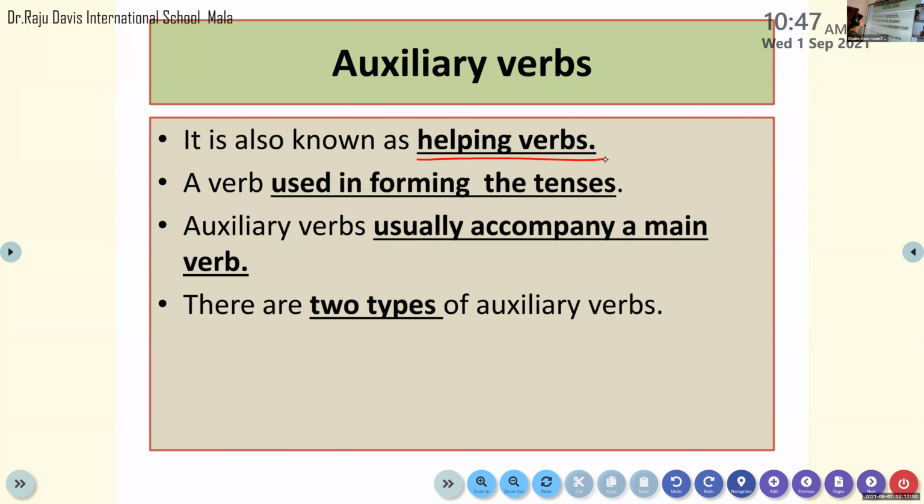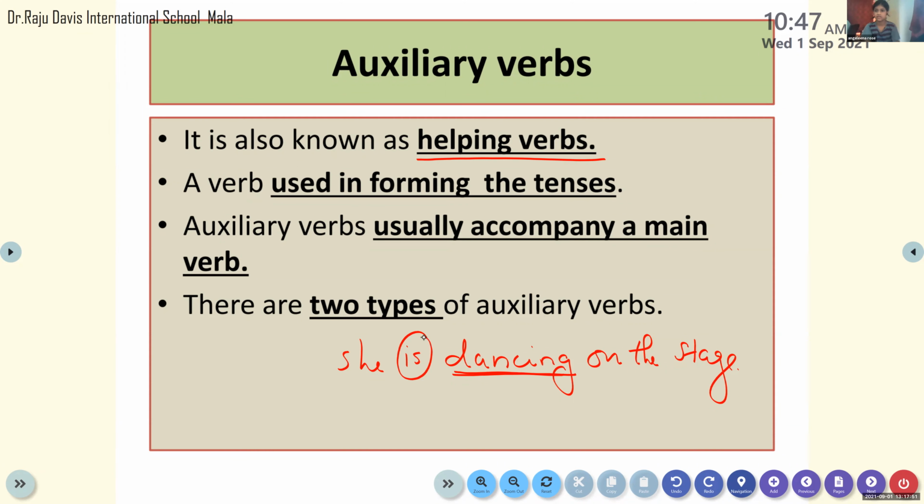I also discussed, children, she is dancing on the stage. She is dancing on the stage. In the sentence, dancing is the main verb. This is the present participle form of a verb. But by looking at dancing, I am not able to identify the tense. Right? So here, is is an auxiliary verb supporting the main verb dancing. So is plus dancing shows that this is an example for present continuous, isn't it? Yes. So now dancing is the main verb, but is is supporting the main verb to complete its meaning or to show the exact time of action.